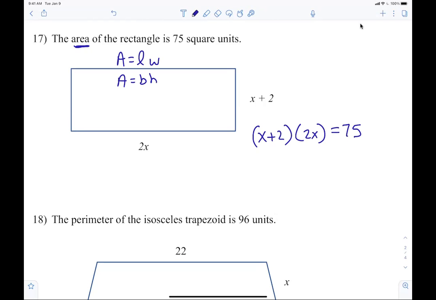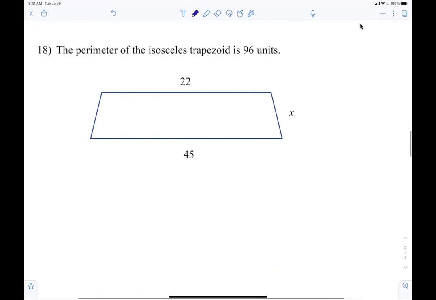All right, 18. You get to tell me the perimeter now. So they add 45 plus 22, which is 67. Now, I want everybody to highlight isosceles. What does isosceles mean? Who remembers? Two sides are the same. So if it's an isosceles trapezoid, that means these two sides are the same. So what is the left side going to be? X. Very good.